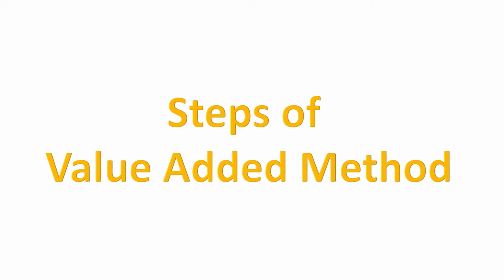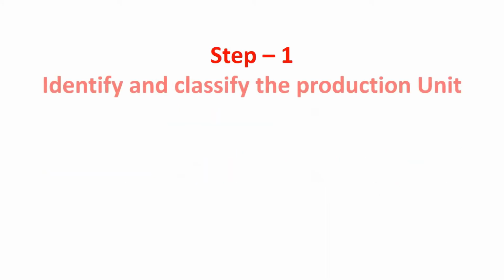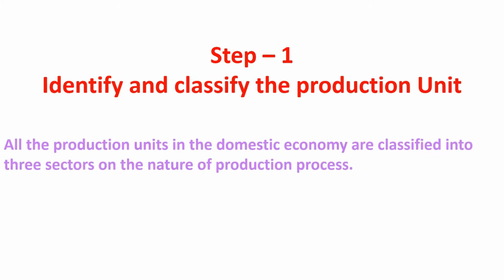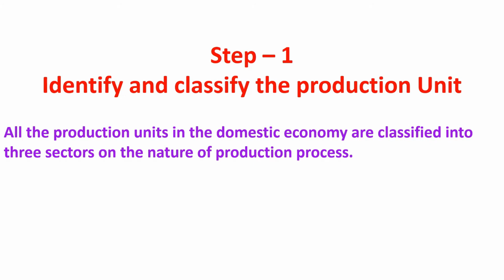Steps of value added method. Step 1. Identify and classify the production unit. All the production units in the domestic economy are classified into three sectors on the nature of production process. It is easy to measure the value added by each sector, that is primary sector, secondary sector and tertiary sector. Step 2.